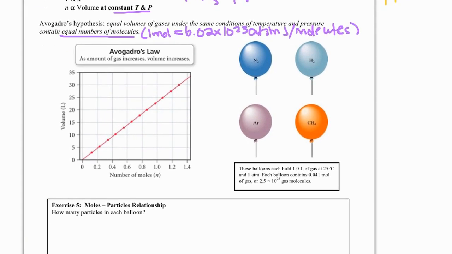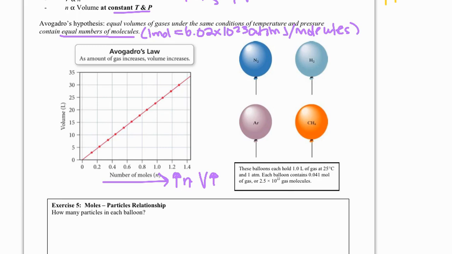Here's another depiction of Avogadro's law. Again, it's a direct relationship. When we increase my moles, what we said earlier should happen is that the volume of the container is going to increase. There's more gas in there, so the volume has to expand to make up the difference.